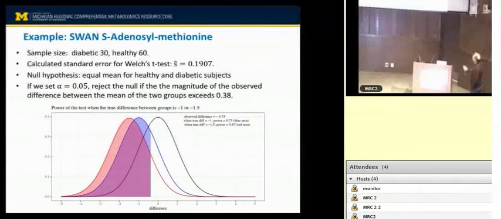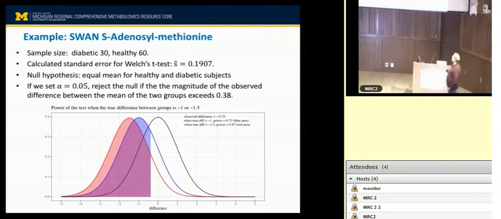Okay, so let's look at one of the named metabolites that are in the SWAN study. And in this particular case, the diabetic and healthy group sample size is fixed. We know that, and we're looking at 30 and 60. And the calculated standard error for a slight variant of the vanilla t-test is this quantity.